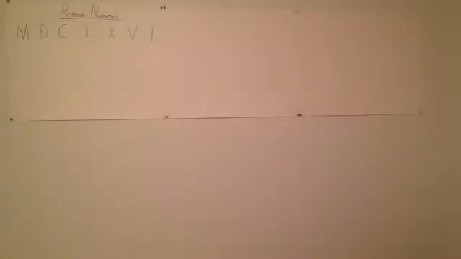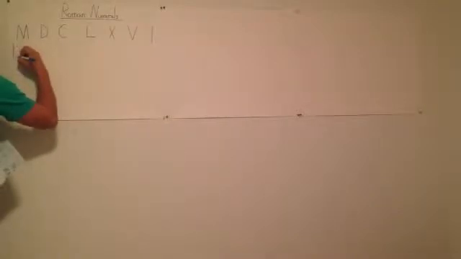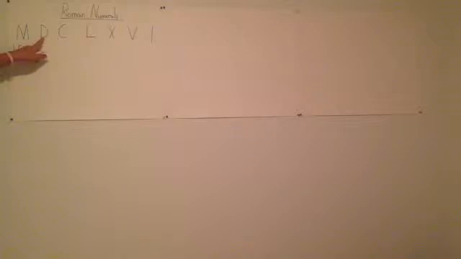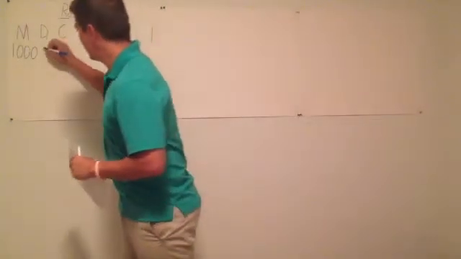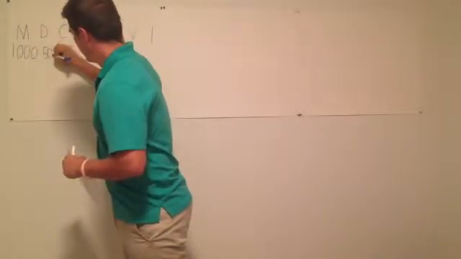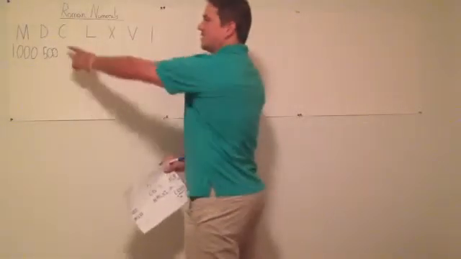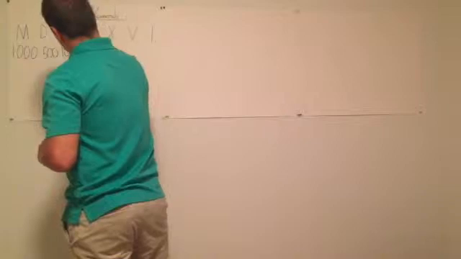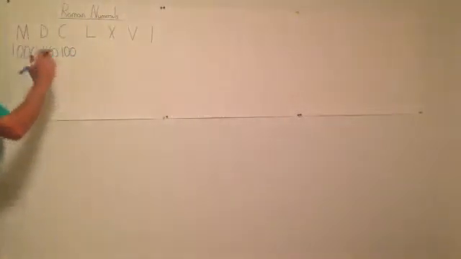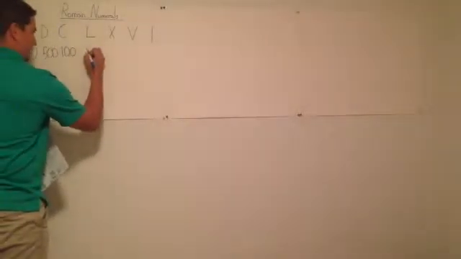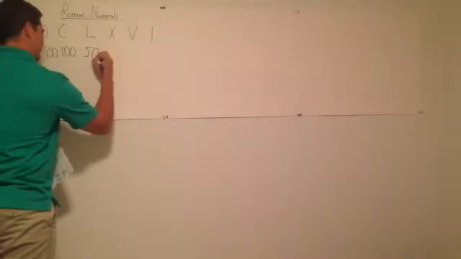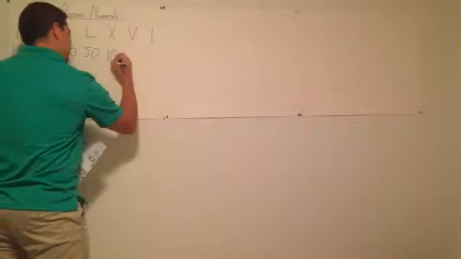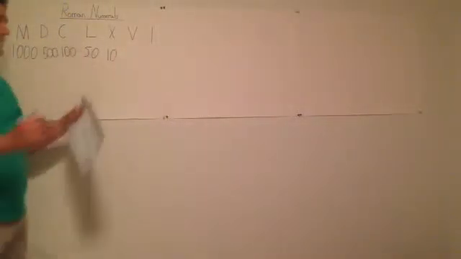So we're going to go from the greatest number, which is M, and that would be 1,000. Next is the D, and that's going to be 500. After that comes the C, which is 100. Then we have the L, which is 50. The X, which is 10. Then we have the V, which is 5, and the I, which is 1.